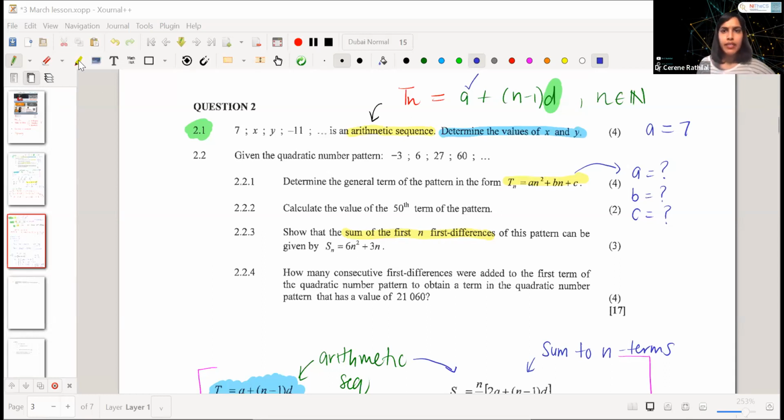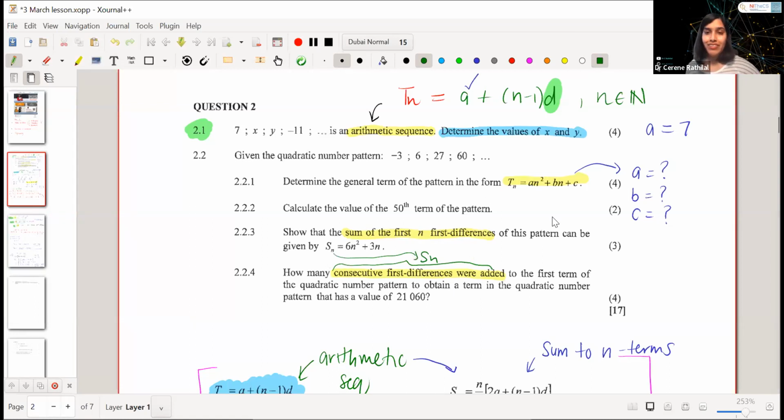So that means that this particular statement, consecutive first differences being added, if I convert that logically, is asking me about Sn, the Sn that we calculated here. We just saw it was 6n squared plus 3n, so we know what they're asking about. And they want to know how many, meaning for what n should I stop when I add it to the first term of the quadratic number pattern. What is the first term of the quadratic number pattern? Can you tell me that?